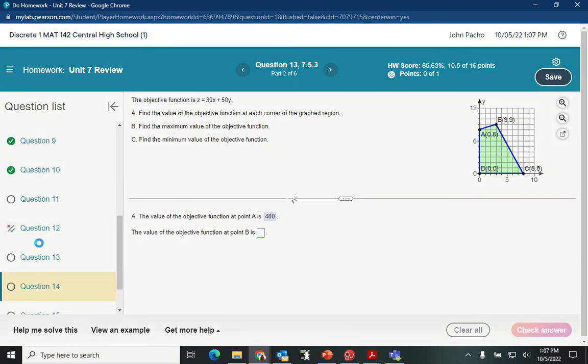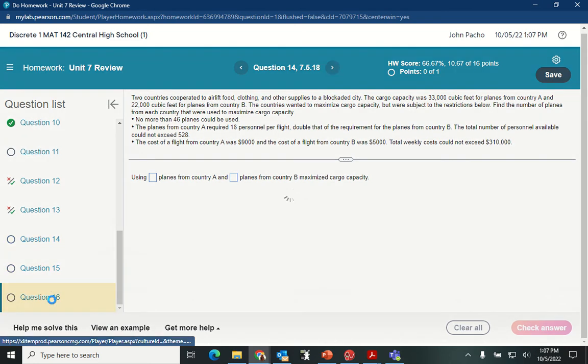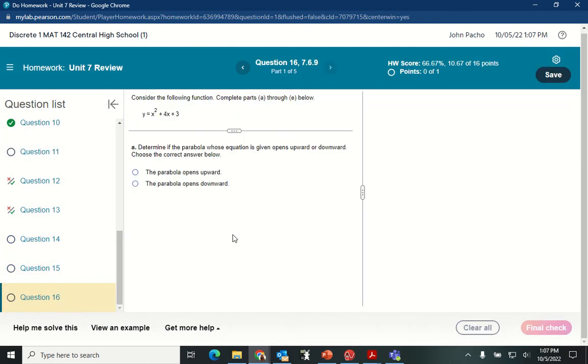Going on to next, and I wanted to get to the double shading. Oh, no. Okay, so right here, step by step about what a parabola is. Okay, you guys got this? Okay, go over the review.